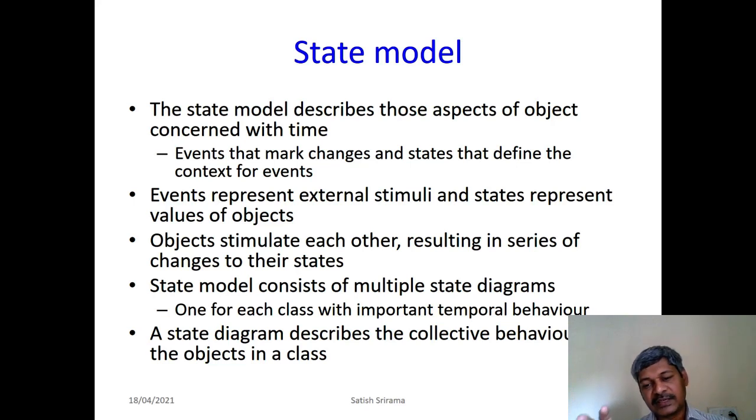A state diagram describes the collective behavior of all the objects of a class. For example, there is a class, and there can be multiple objects, and these objects can be in different states at any particular instance in time. That's why a state diagram describes the collective behavior of the objects in a class, how all the objects are behaving at a particular instance in time.